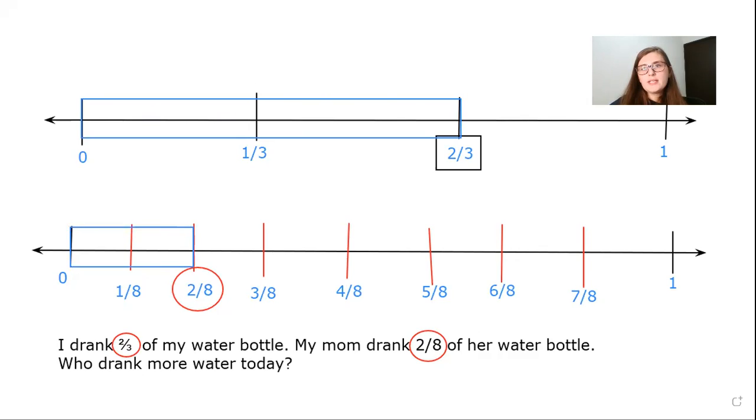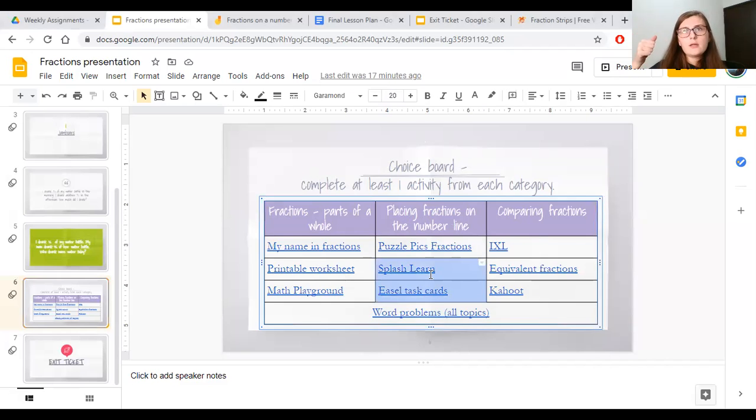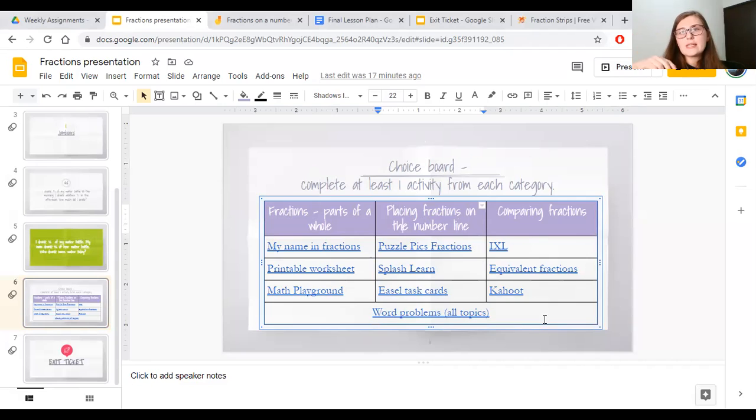All right, to put this into practice, you will be doing some different activities from this choice board. So there are 3 different columns of activities. Each one gets a little bit harder and a little bit harder. So the first column is working with fractions, what we've already done, just as a refresher. Column 2 is placing the fractions on the number line, which is like the first activity we did, and comparing fractions, which is like the last problem that I just showed with my water bottle compared to my mom's.